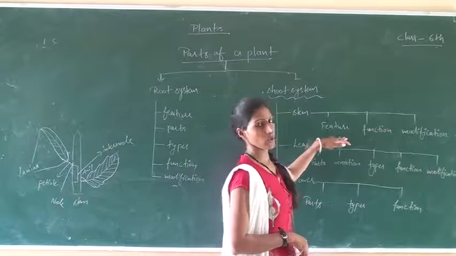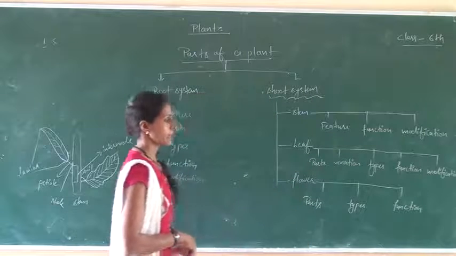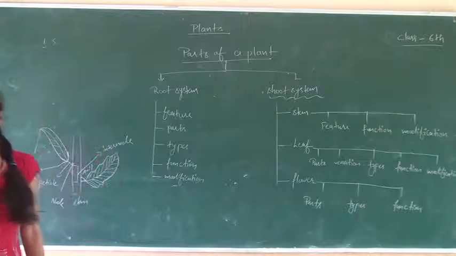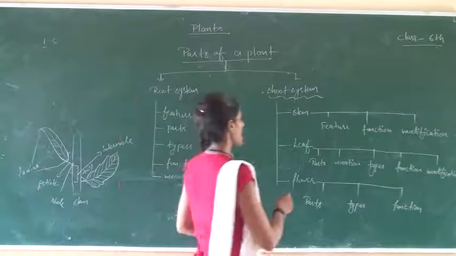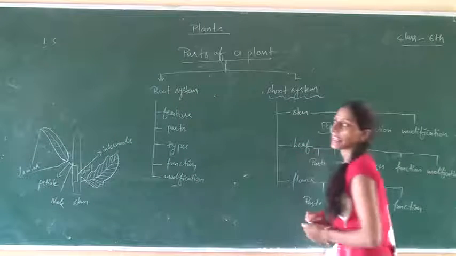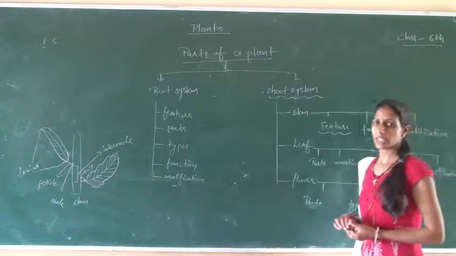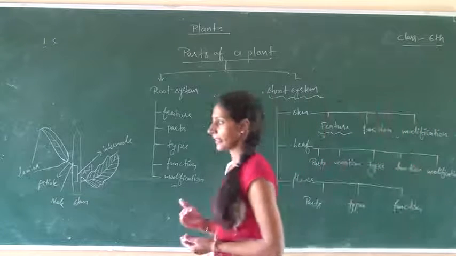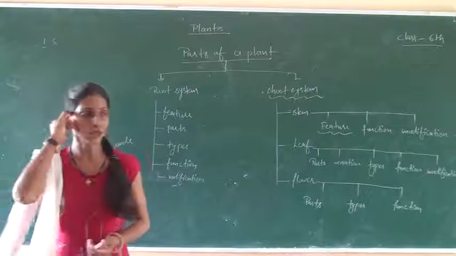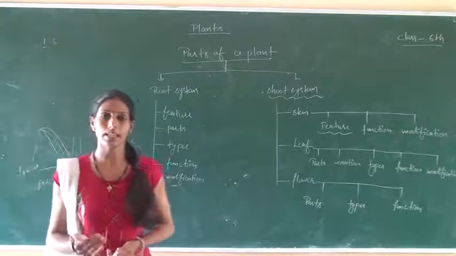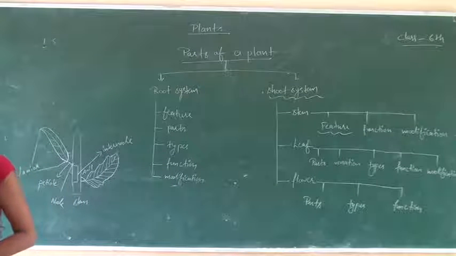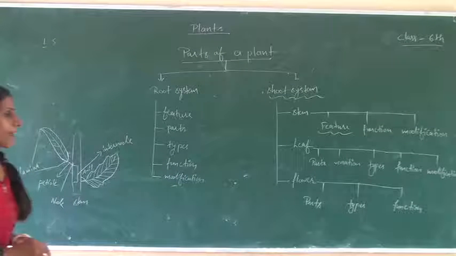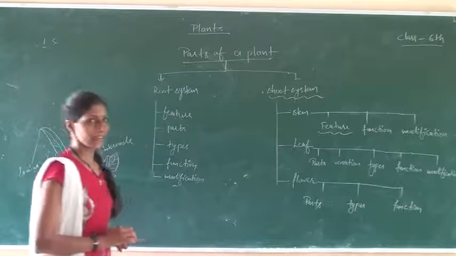What are the features of the stem? First one is, stem mainly grows towards light and away from the soil. It grows towards light and away from the soil and water. Stem has nodes and internodes.